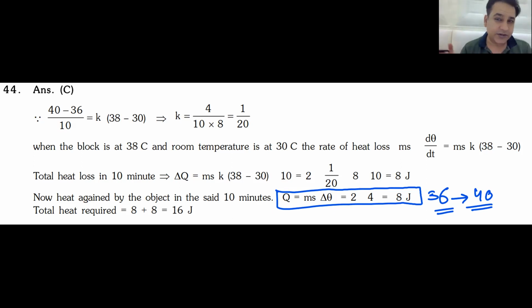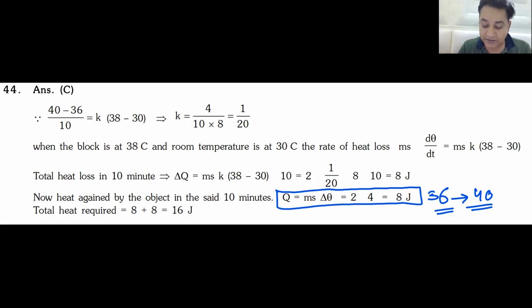So if the heater has to bring it back to 36 degrees Celsius, apart from giving it ms into delta theta, it must also give whatever amount of heat it has lost or will lose when it goes from 36 to 40. The average loss of heat is the heat at 38 degrees Celsius. Yes or no? It is given in the question. It is also losing heat while it is getting heated up because that is lost by the process of radiation. Do we understand this? Yes, sir.